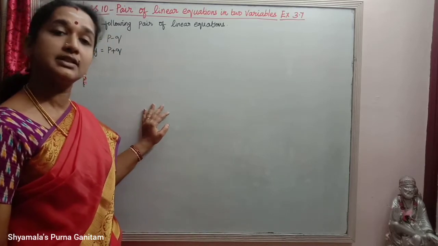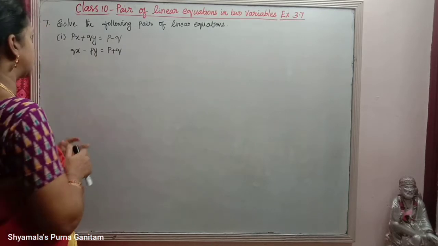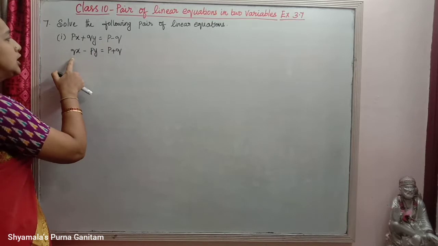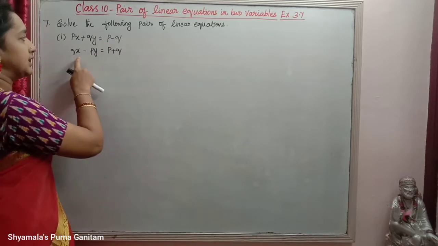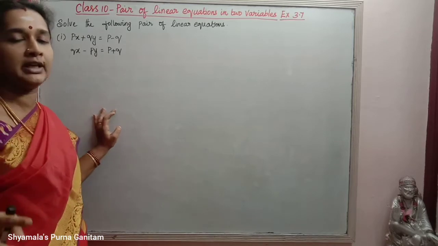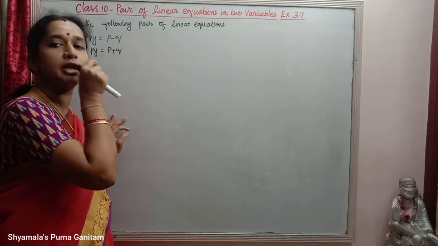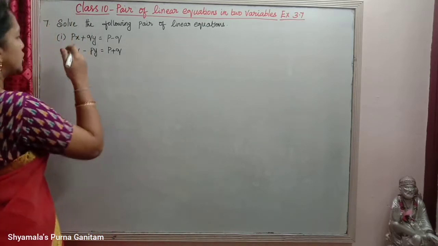This is the 7th sum. Solve the following pair of linear equations. So here we are having px plus qy is equal to p minus q, qx minus py is equal to p plus q. So here other than x and y we are having two more variables p and q. So we will be getting the value for x and y in terms of p and q only. Okay, so we will solve this.